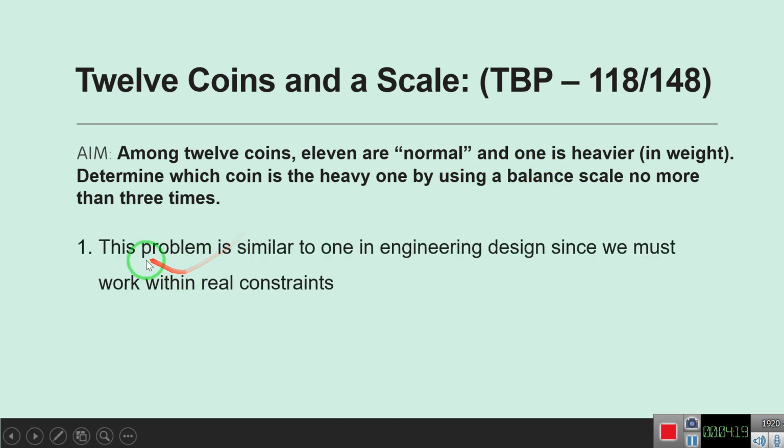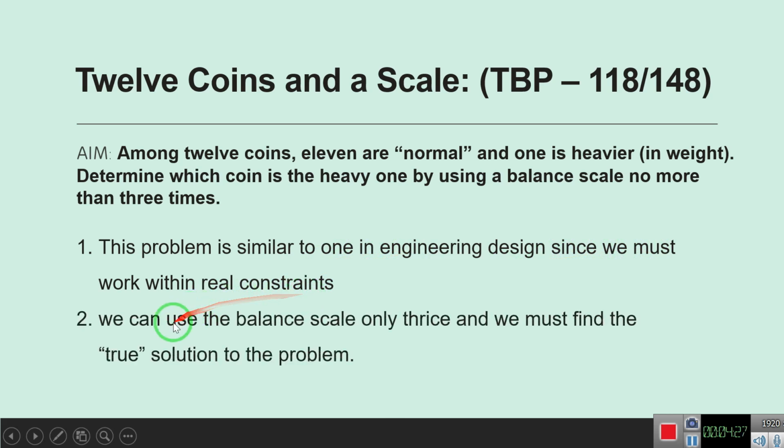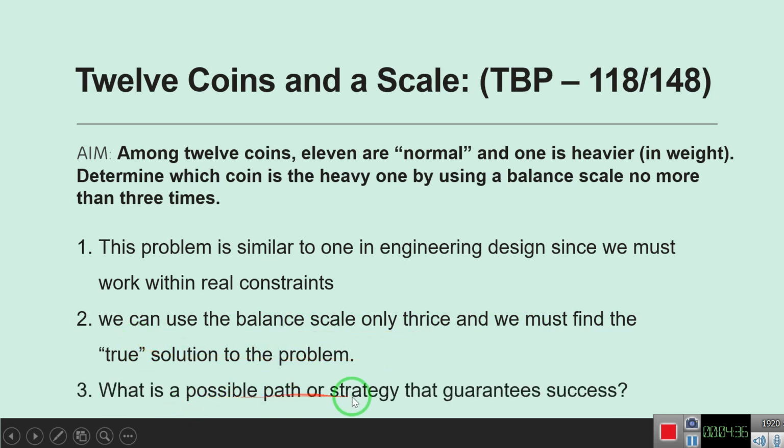Let's take this problem as similar to one in engineering design, since we must work within real constraints. We can use the balance scale only thrice and we must find the true solution to the problem. Next, what is the possible path or strategy that guarantees success? So in these three weighings of the scale, what is the guarantee of the success? We'll see.